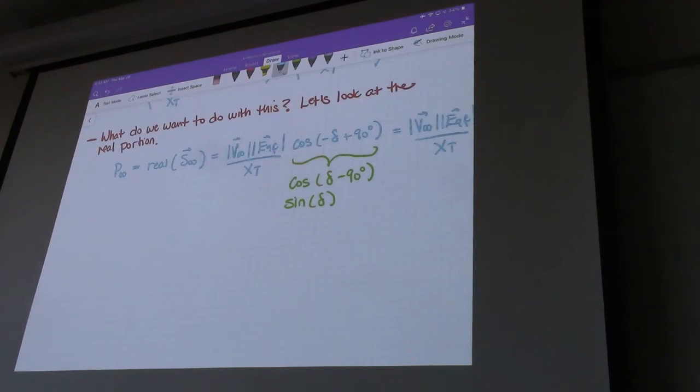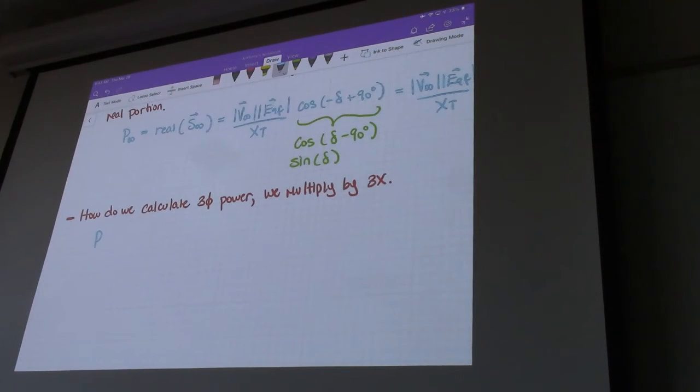And if we want to calculate three-phase power, simply multiply by 3 times. Again, we're assuming that the operation is balanced. So P 3-phase, infinite is simply going to be equal to 3 times P infinite, whatever we had above.